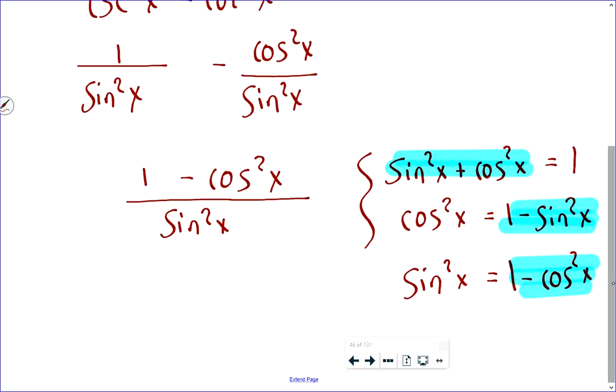We have 1 minus cos squared on the top of this fraction. So this becomes sine squared of x over sine squared of x, which is 1.